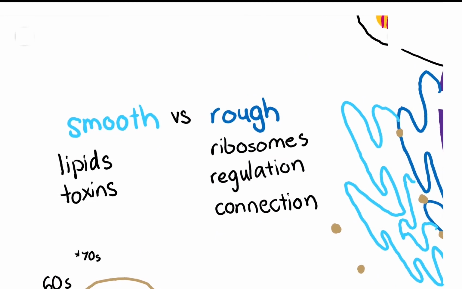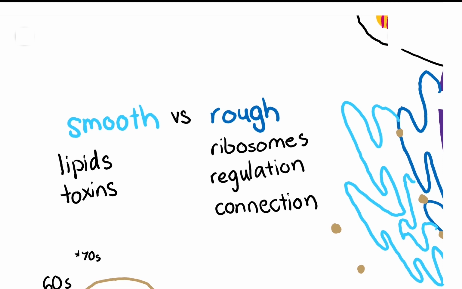Now there's also two different functions for the smooth and rough ER. So the smooth ER is involved in lipid production and lipid creation. So cholesterol, steroids that are used in signaling, these are all produced by the smooth ER. You also have control of toxins, and so it detoxifies certain things that are entering the cell, and your liver cells actually have a larger amount of this smooth ER because the liver is involved in detoxifying food that we've consumed.